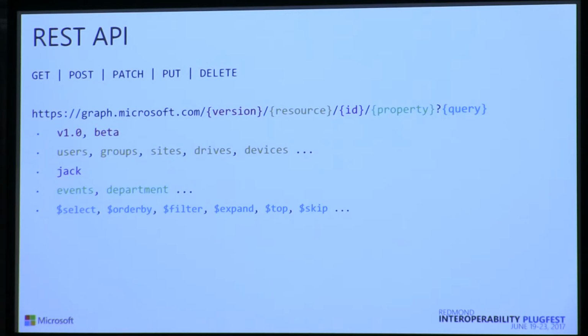And the second is resource. It can be like users, groups, or drive, devices. And ID is the user ID. For example, here I just use Jack. And the properties, based on your different resource, can be different resource properties. And the last one is query. It can be like ordering the results you got from the server. So this is how a basic REST API looks like.